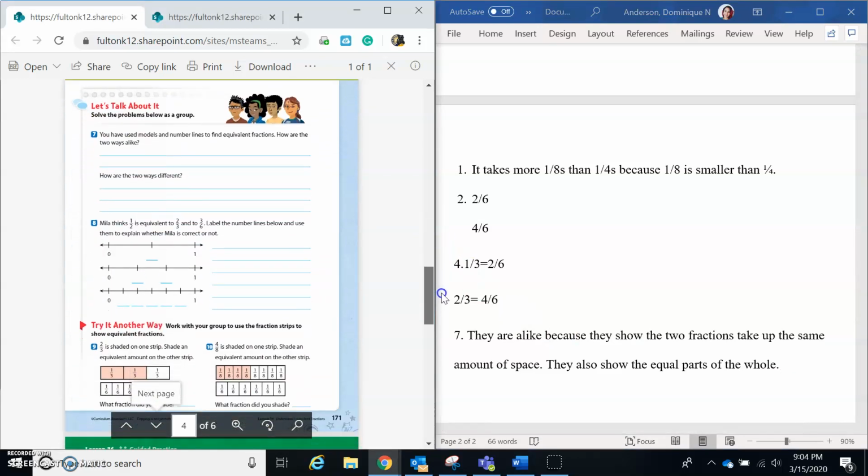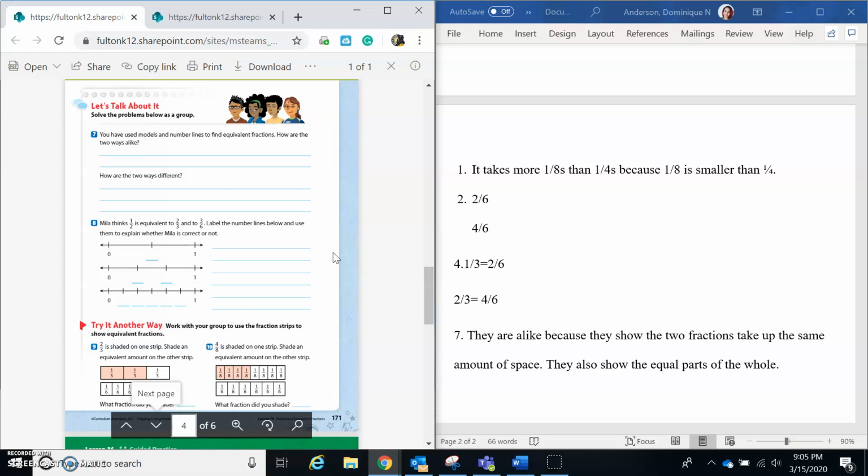Alright, so now you're gonna do part B and tell me how two ways they are different. Number 8. Mila thinks 1/2 is equivalent to 2/3 and to 3/6. Label the number lines and use them to explain whether Mila is correct or not.